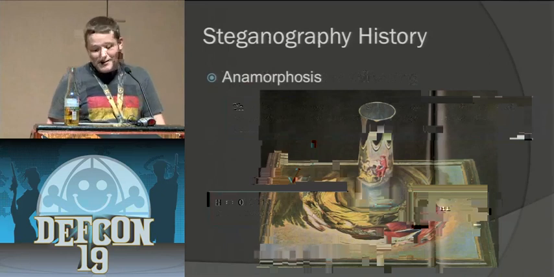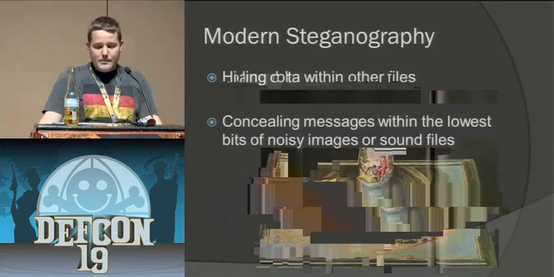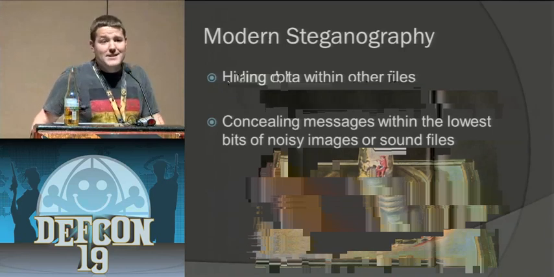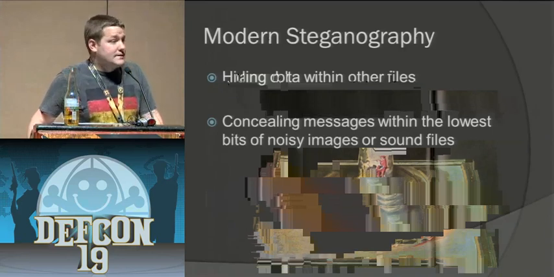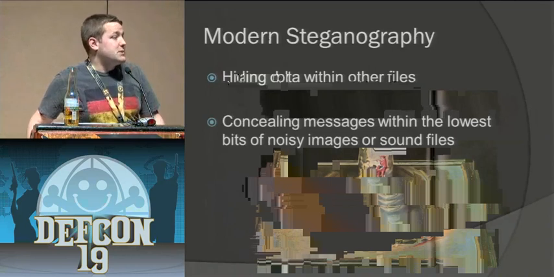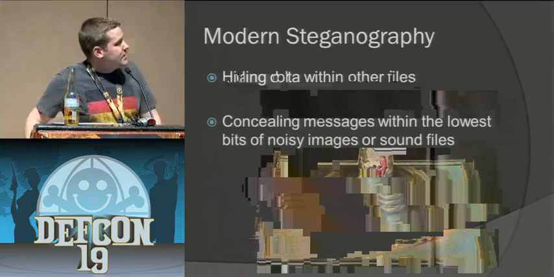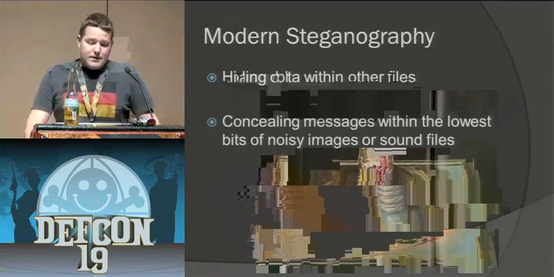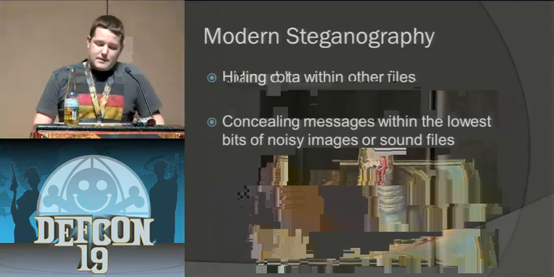Anamorphosis. Try saying that 10 times fast. That's an image that you can look at from one angle and it can be one thing. Look at it from another angle, it can mean something totally different. This is a good example of that here, where you have a mirrored cylinder and you can see them talking and around. Looks like some sort of beverage or food.